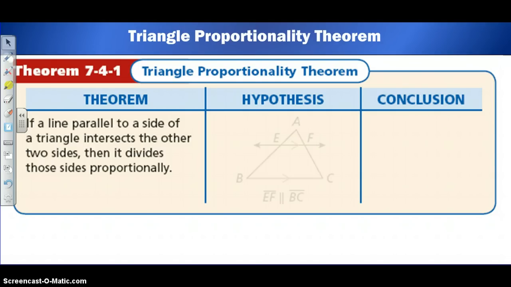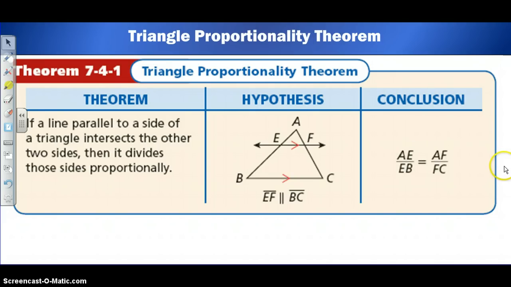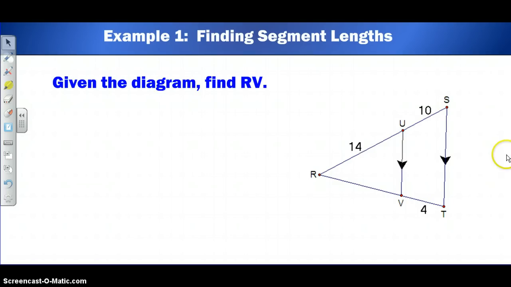Now, you'll see what I mean in my picture. I have EF parallel to BC. And what that then says is that AE is to EB as AF is to FC. Please pause this and write this down. Next, we are going to try to apply this theorem.